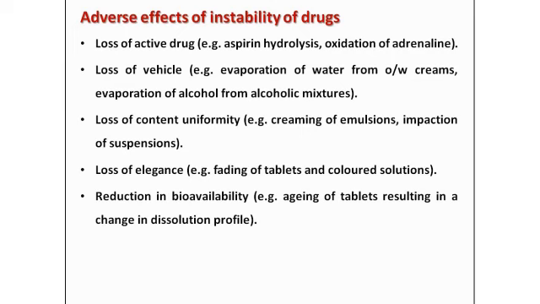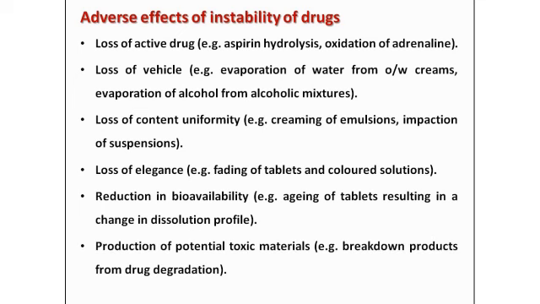Next is the reduction in the bioavailability. This is our concern. If the drug is not stable, then it can lead to the reduction of the bioavailability. The drug may not be available in the body after taking the drug. Aging of the tablets results in a change in the dissolution profile actually. The next one is the production of potential toxic material. Yes, it happens sometimes. The drug or the API may get converted into some sort of toxic chemical, which may also affect the patient's health.